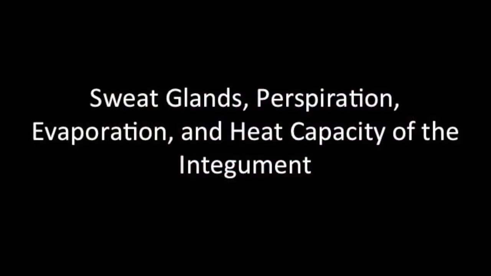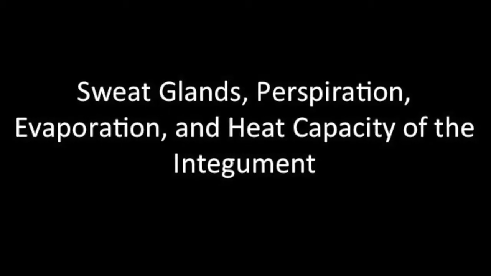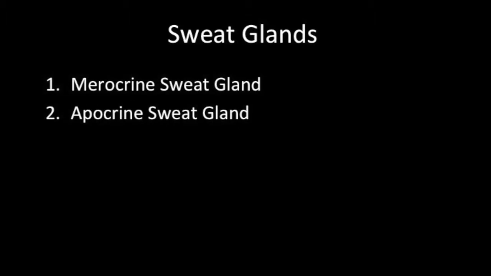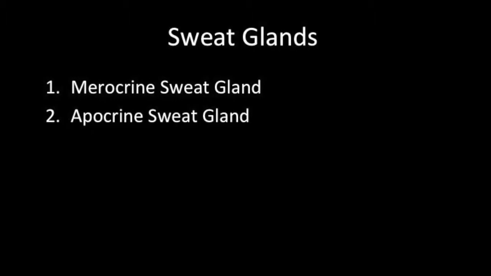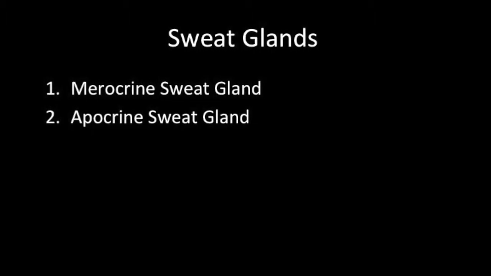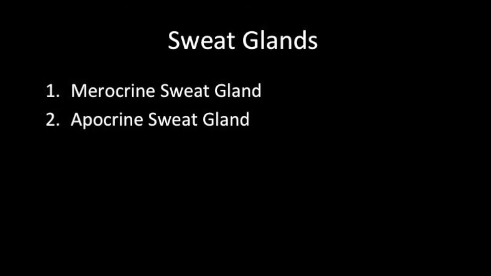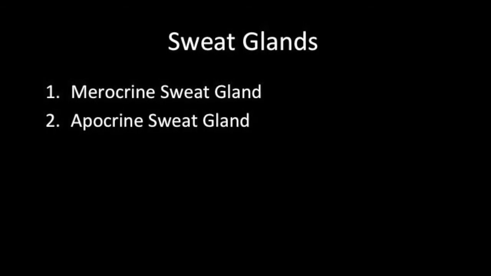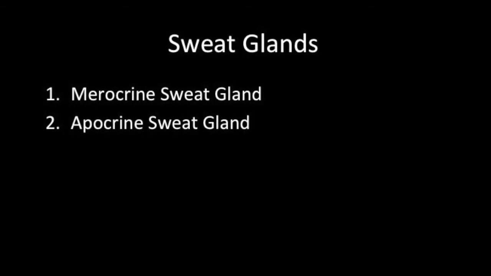Next, we have the sweat glands, perspiration, evaporation, and heat capacity of the integument. There are 2 main types of sweat glands in the integument: the merocrine and apocrine sweat glands. The merocrine sweat gland is a coiled tubular gland that is in charge of controlling the body's temperature. The apocrine sweat gland is open to the hair follicle, which can cause unusual and distinct smells, especially in the areas where hair later develops due to puberty.